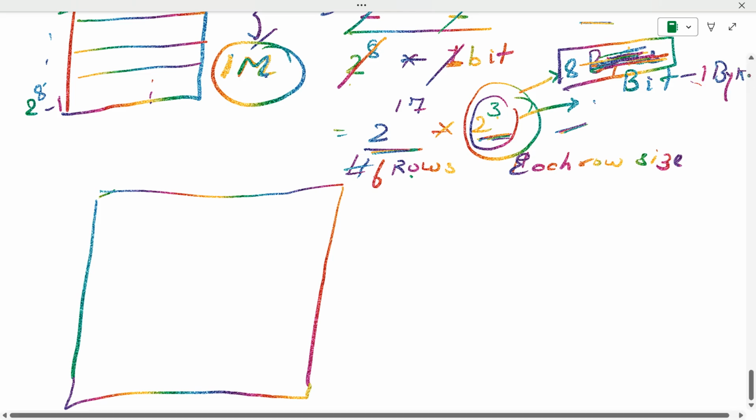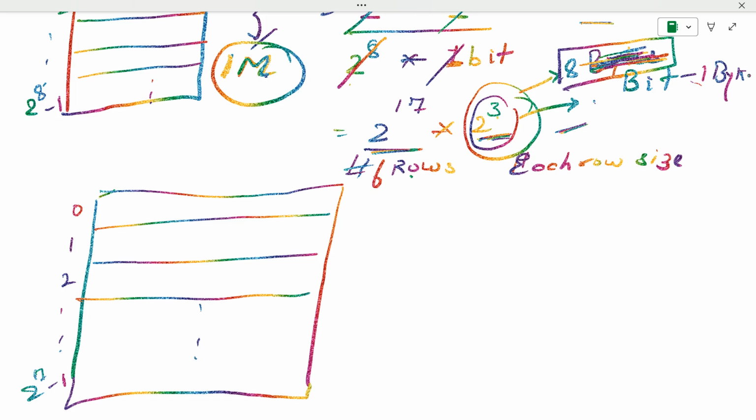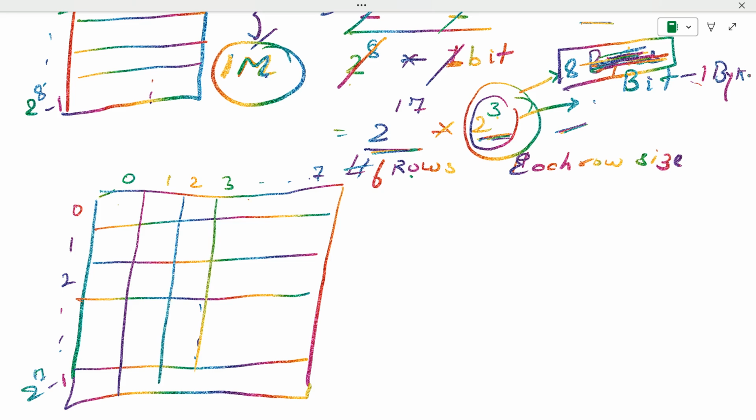So the number of rows will be 2 raised to the power 17: 0, 1, 2 and so on up to 2 raised to the power 17 minus 1, and this will be the memory. And in each row, how many bytes are we holding? 1 byte, or let's say 8 bit. So 0, 1, 2, 3 and so on up to 7. In this way it is being stored, right? So altogether 2 raised to the power 17 rows will be there, and each row will be holding 1 byte. So this is the main memory organization.